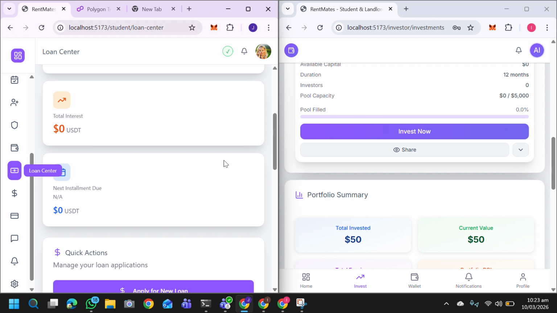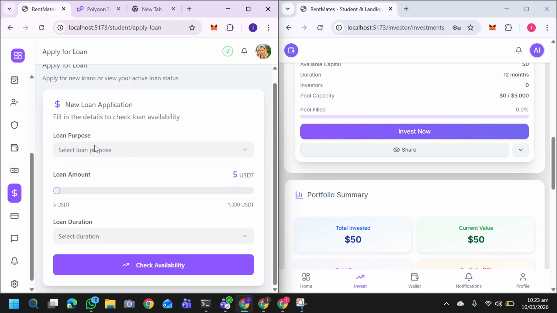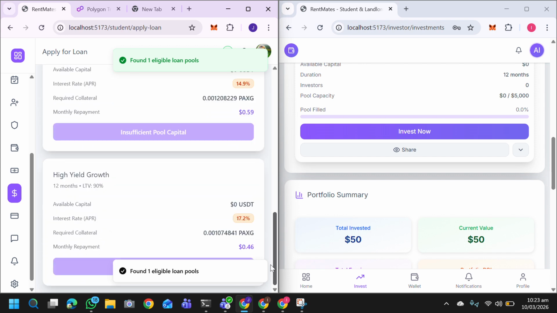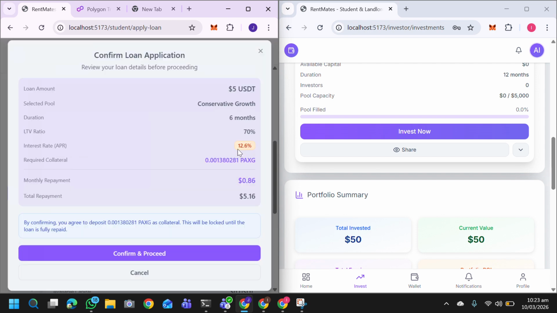The student basically goes to the loan center and applies for a quick loan. He can select the purpose of the loan and the amount of the loan. It can be just any amount. Let's take this one, and he checks for availability. So we do have one matching pool available, and you can review the conditions.